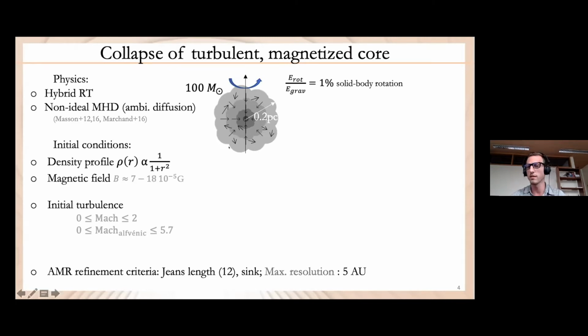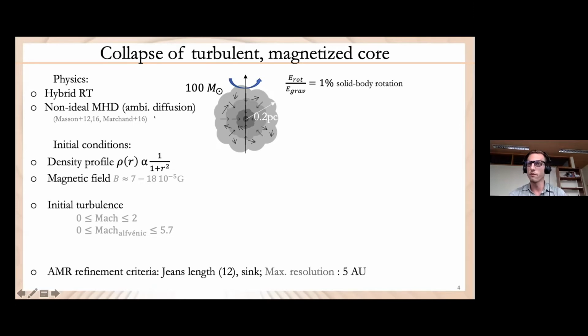It is magnetized, it is turbulent. When we say it's turbulent, we have, I would say, an easier model to understand, which is just some initial velocity dispersion to model turbulence. And then the physics which is included is the hybrid radiative transfer method, the hydrodynamics, and non-ideal MHD, just like in the simulations presented by Hugo before, with ambipolar diffusion, meaning the drift between the ions and the neutrals.